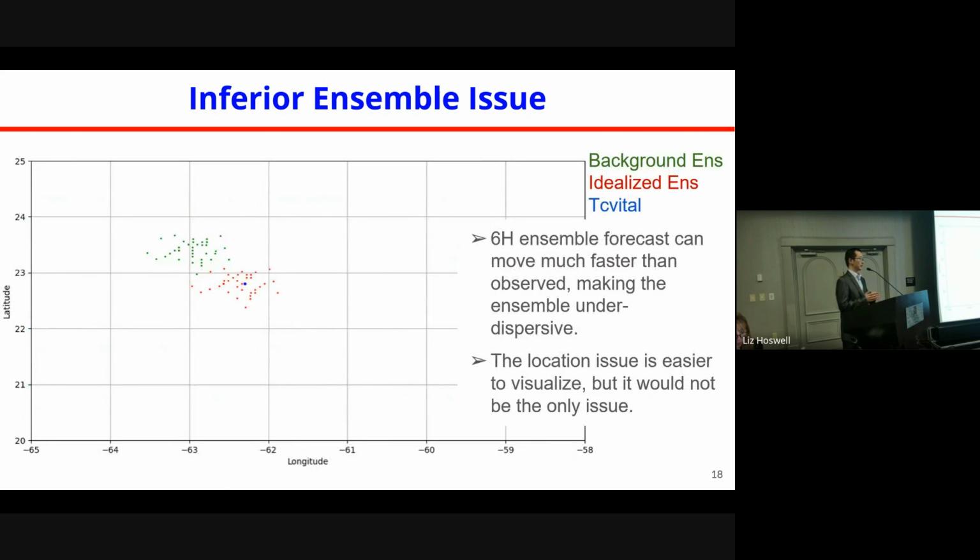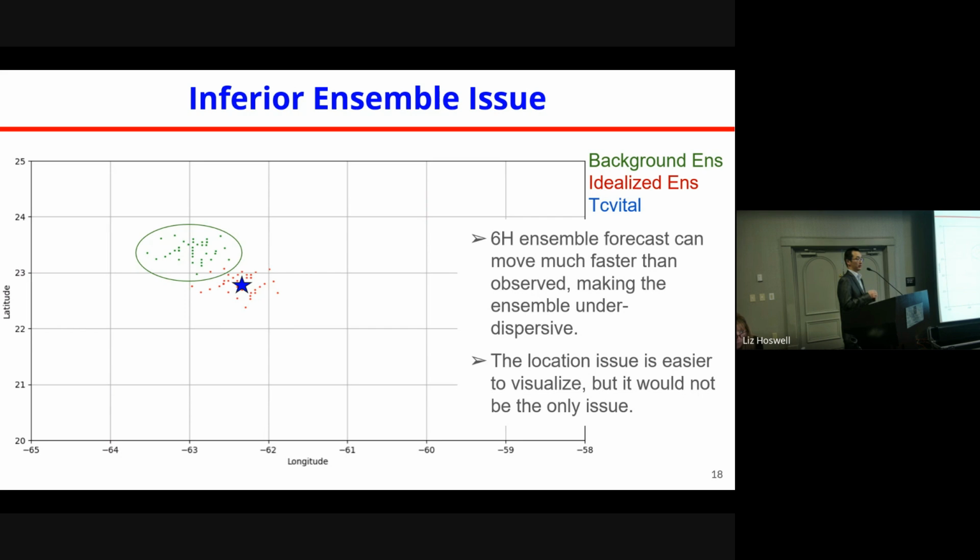So I chose an easy, kind of extreme situation. If you click next, please. The blue star is where the best track location should be, and the red dots are where, ideally, we want the ensembles to be. But if you click next, the green dots are what those 6-hour ensemble forecasts actually were. You can see there's a large location shift within just a 6-hour forecast, and this kind of shift makes the ensemble under-dispersive.